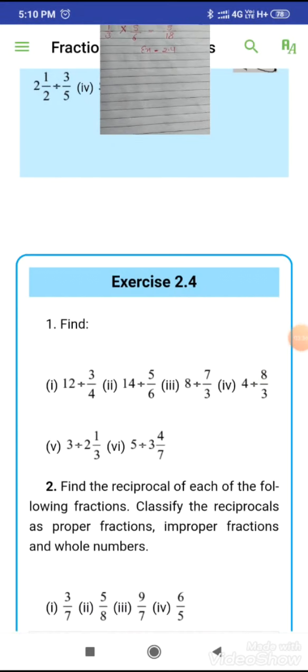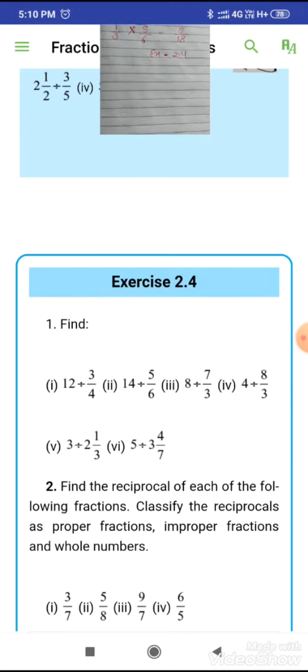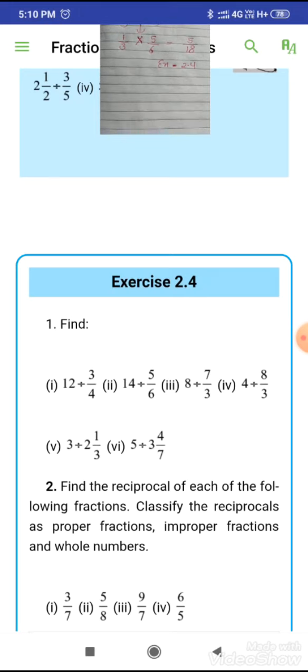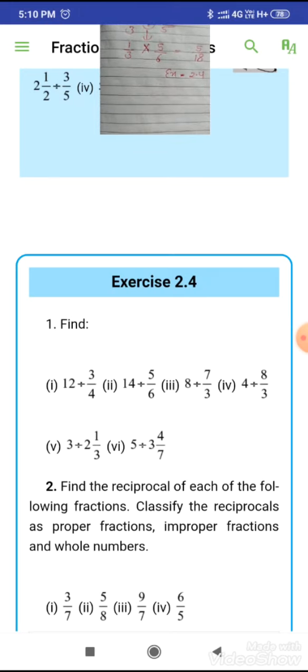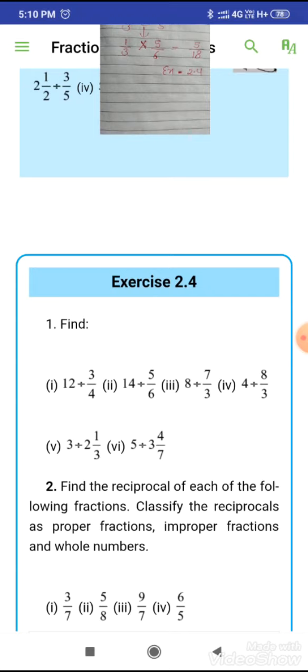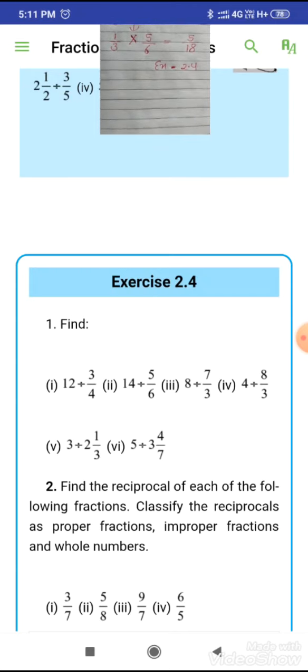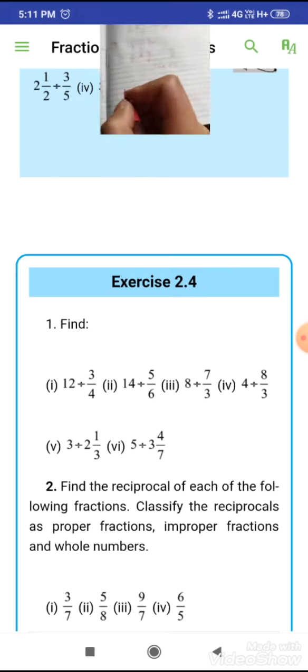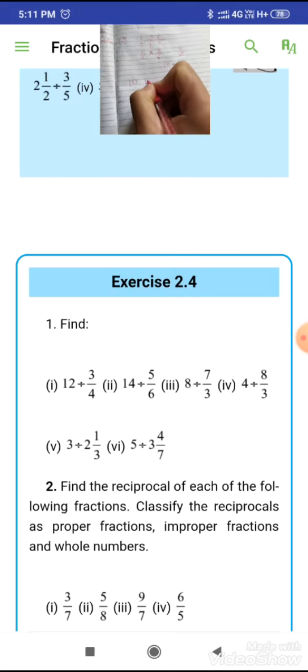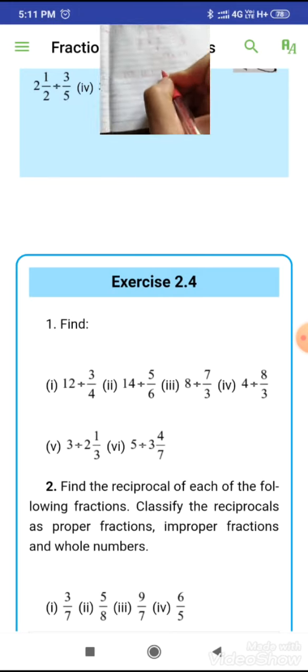So students, let's start exercise 2.4, and question number first of 2.4 is find the division of 12 by 3 upon 4, and there are 6 parts of this question, and first part is 12 divided by 3 by 4.